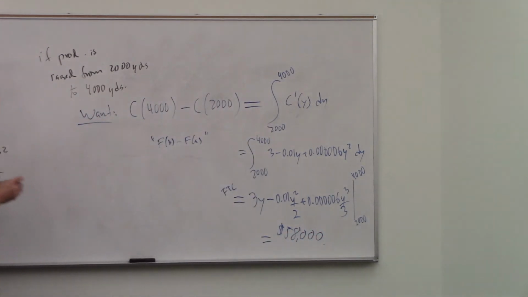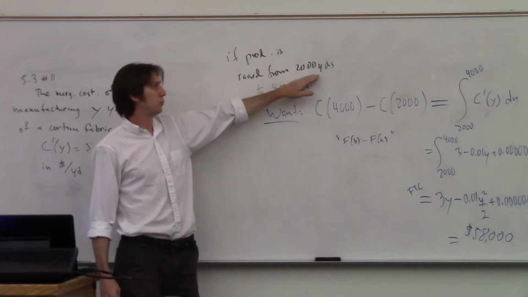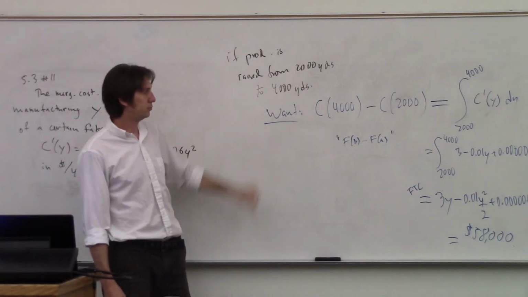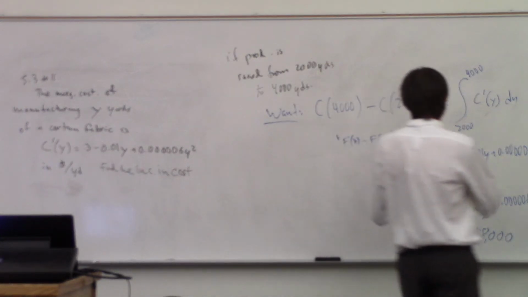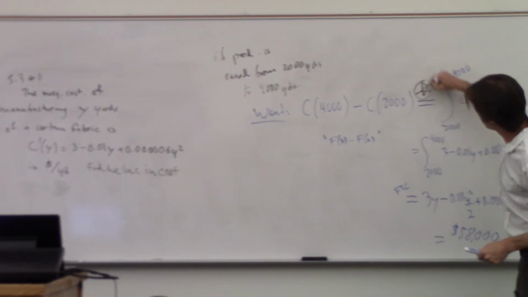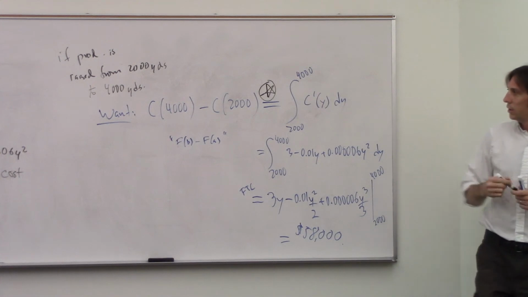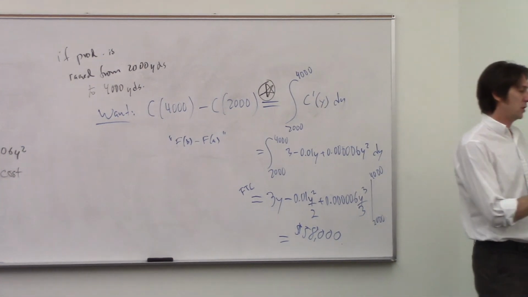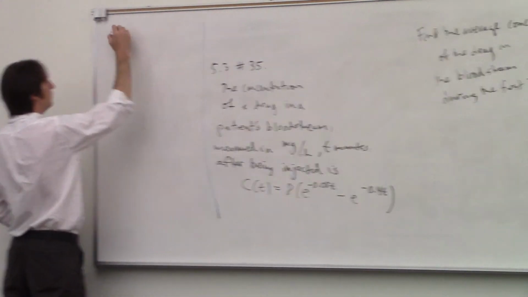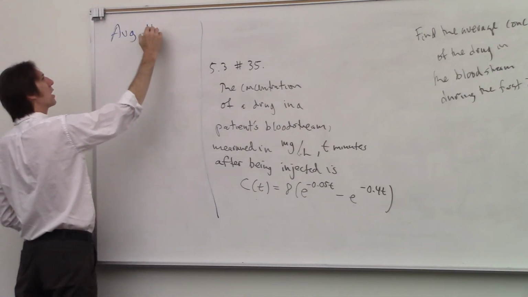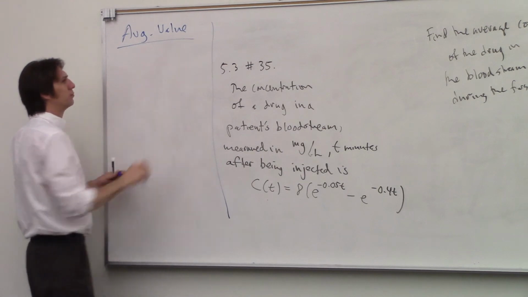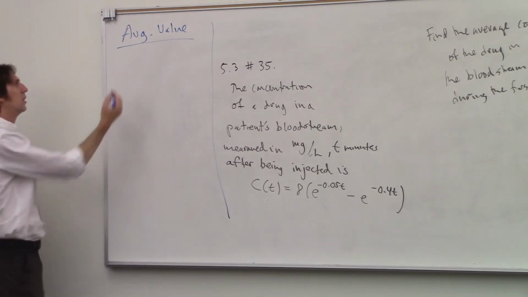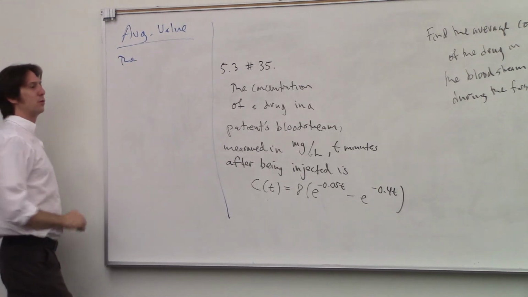All right, so that's the increase in the cost when production is changed from 2,000 to 4,000 yards. Right here is the net change theorem. The other topic in this section is average value. I'm not going to say too much about this, but you should read about it in the book. The definition for average value is something like this.